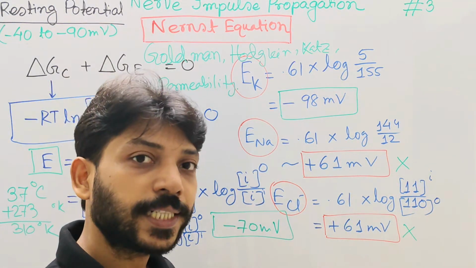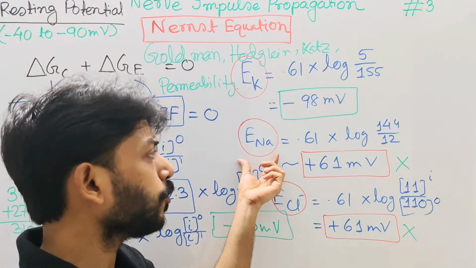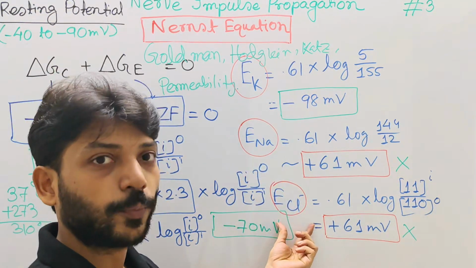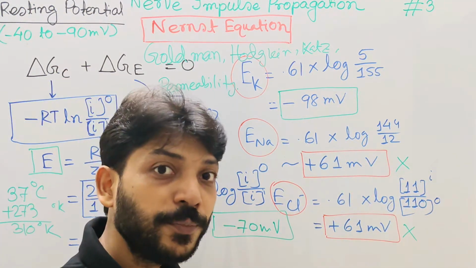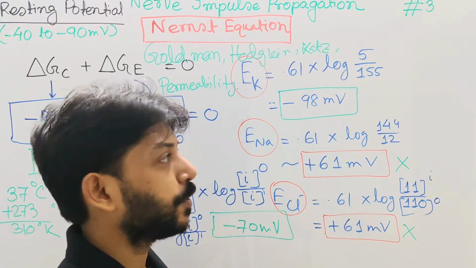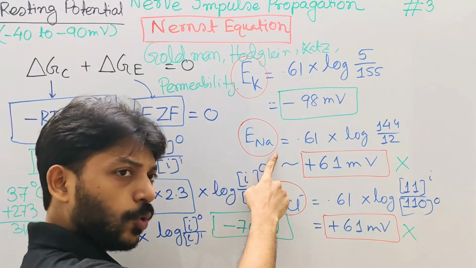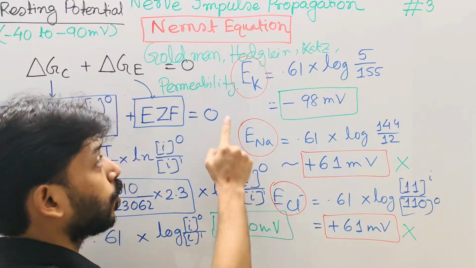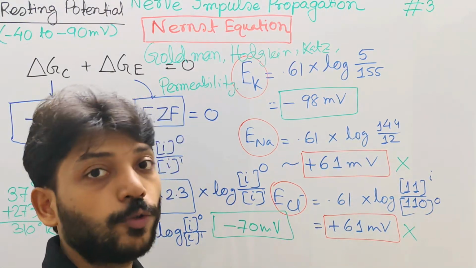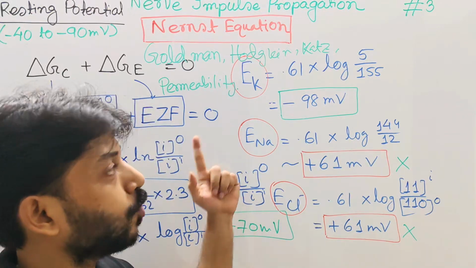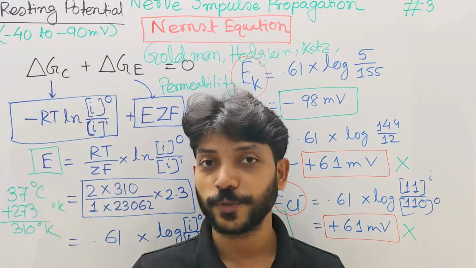But in physiological conditions, what we have found is that many potassium channels remain open, a few sodium channels are open, and a few chlorine channels are open. Now the concentration remains the same, but the permeability of the neurons is different, because potassium permeability is higher in resting conditions and very low for sodium and very low for chlorine. So we will take the permeability value also, and that equation is called the Goldman equation or Goldman-Hodgkin-Katz equation.